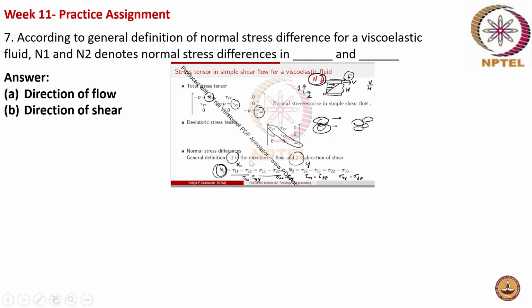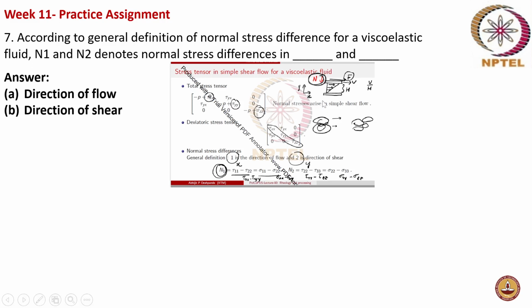Because of this material behavior of entanglements and relaxation processes, even in simple shear flow, you will have a normal component of a deviatoric stress. And this leads to a normal stress difference, and this normal stress difference doesn't go to zero, and you will have a value for that. So that is what is given here in the general definition. One of them, N1, denotes the direction of flow in which the fluid is flowing. The other one is the direction of shear.